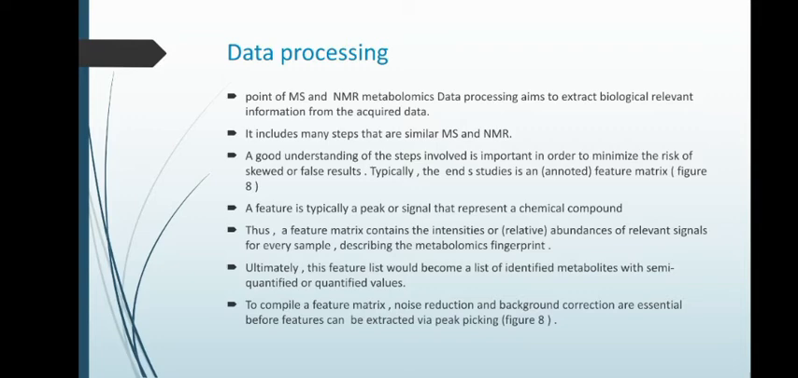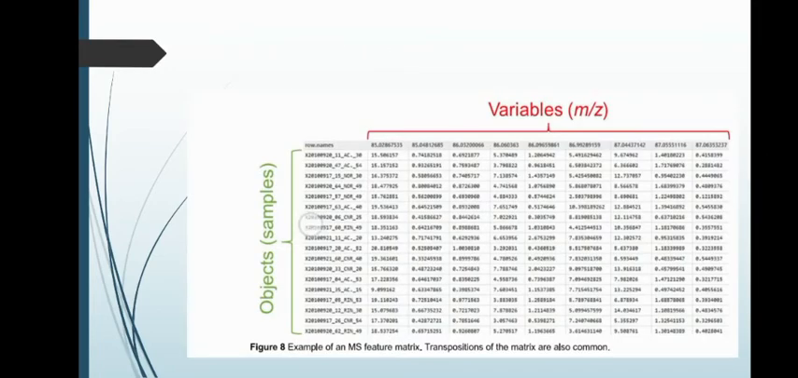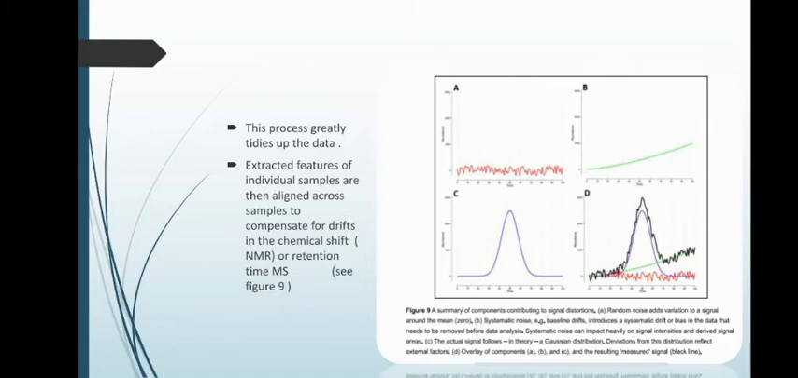To compile a feature matrix, noise reduction and background correction are essential before features can be extracted via peak picking. This process greatly tidies up the data. Extracted features of individual samples are then aligned across samples to compensate for drift in the chemical shift or retention time in mass spectrometry, as shown in the figure.